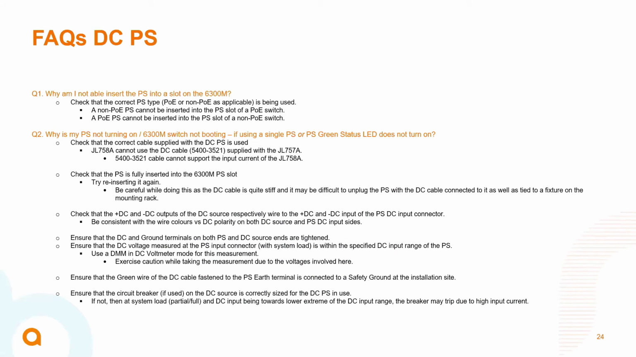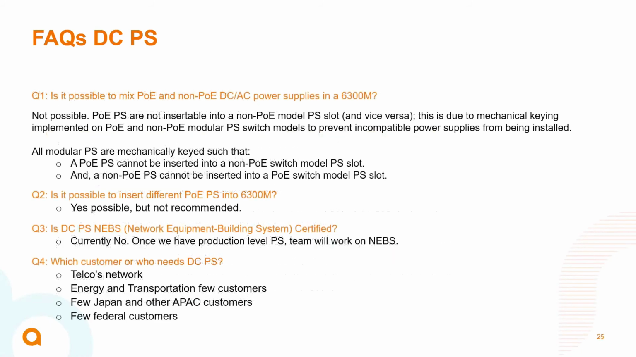Why am I not able to insert a PS into the slot of the 6300M platform? I got this question during AC power supply support, hence I put it here. Why is my PS not turning on or booting properly? What do I have to do as the next step? This is what you have to do. What LED to check, what PS to check, all that information is given. Follow these check parameters and it will definitely help you.